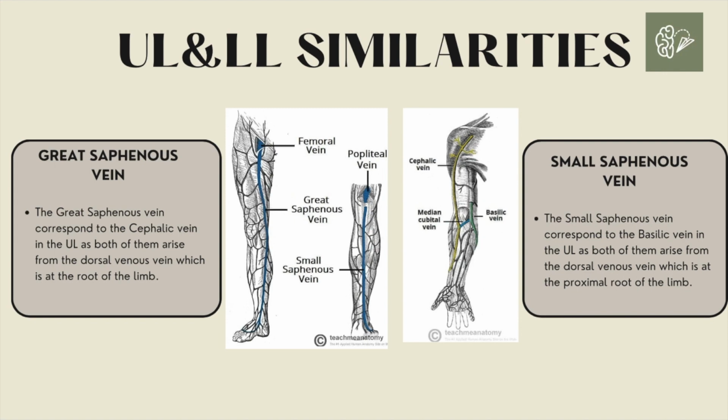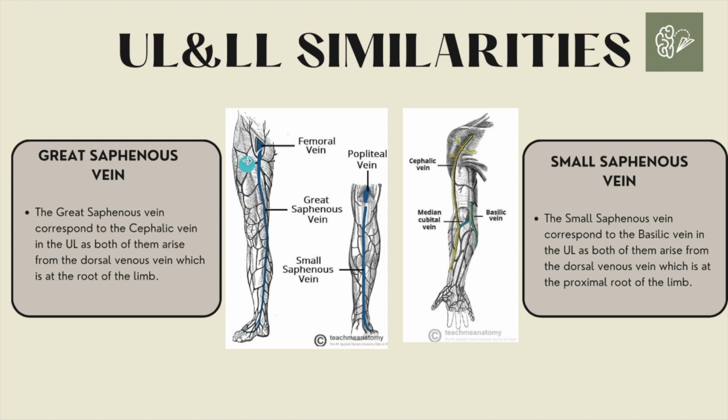Coming back to the last part of today's video, which is a quick comparison and similarities between the upper limb and the lower limb veins. The great saphenous vein, which is the one right here, is going to correspond to the cephalic vein in the upper limb, as both of them arise from a dorsal venous arch, and both of them are going to drain into deep veins at the root of a limb.